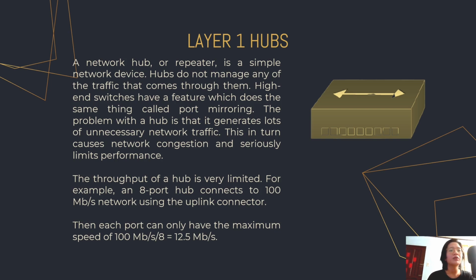The throughput of a hub is very limited. For example, an 8-port hub connects to a 100 Mbps network using the uplink connector. Then each port can only have the maximum speed of 100 Mbps, which is equivalent to 12.5 MBps.